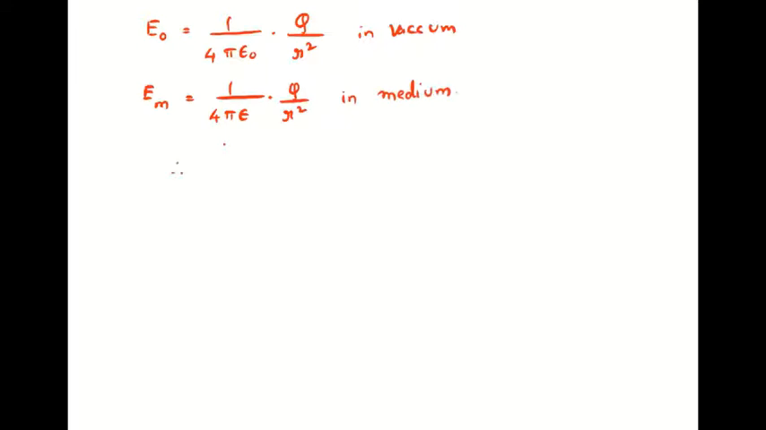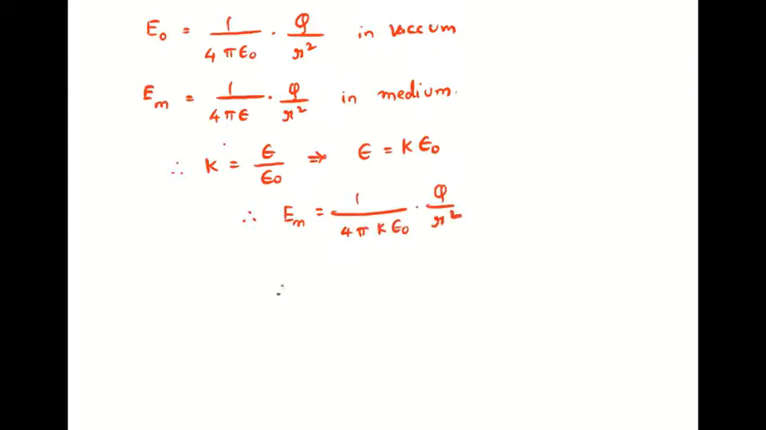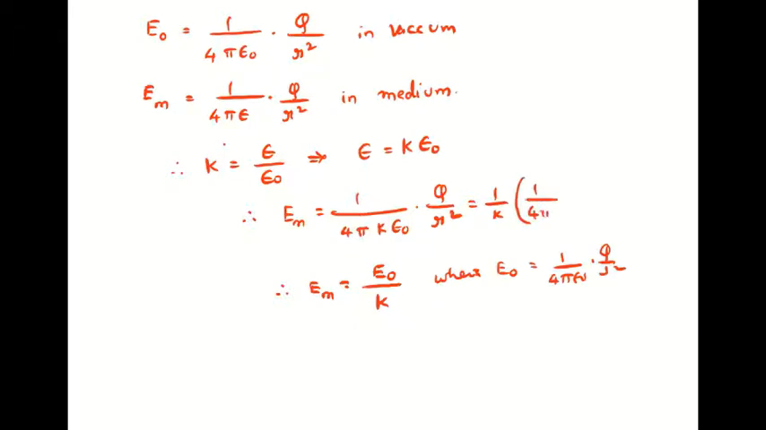Then by definition K equal to epsilon by epsilon naught. That's why we can write epsilon is equal to K times epsilon naught. We will get the electric field in medium equal to 1 divided by 4 pi times K epsilon naught into capital Q by R square. Therefore, we can write electric field in medium equal to E naught by K, where E naught is equal to 1 by 4 pi epsilon naught capital Q by R square. We can write it as 1 by K times 1 by 4 pi epsilon naught capital Q by R square. That's why we get this expression.